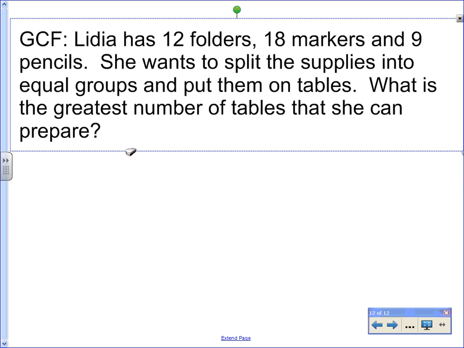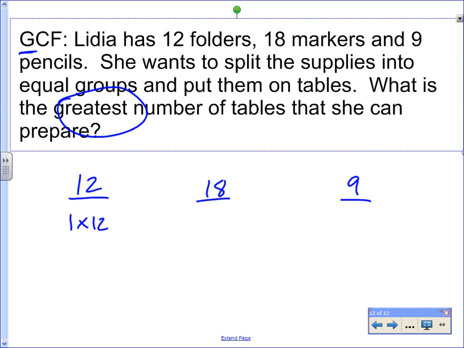GCF questions look a little different, but they're still mostly common sense. Lydia has 12 folders, 18 markers, and 9 pencils. She wants to split the supplies into equal groups and put them on tables. What is the greatest number of tables that she can prepare? Well, that word greatest in the problem signals that it's a GCF question.